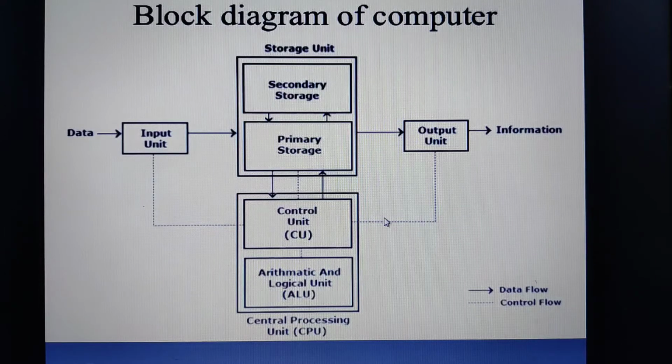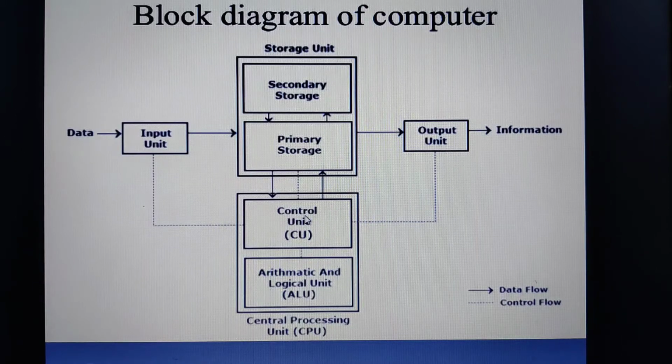Now here, the dotted lines you can see indicate the control flow. That means the CPU, as I said, controls and coordinates the activities of the entire computer system. CPU is controlling the input unit, CPU is controlling the memory unit, and CPU is the one which will give the instruction to the output unit in order to display the output. Therefore, this CPU will control and coordinate the entire actions of the computer system.